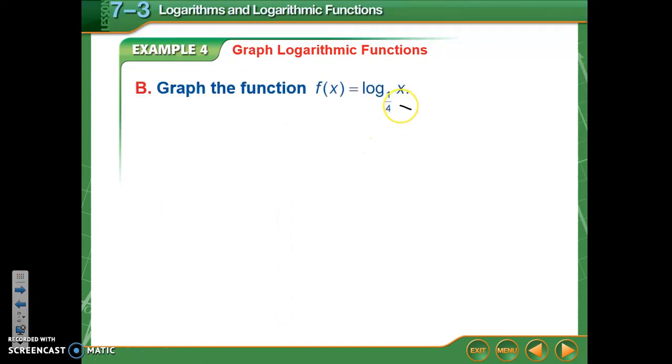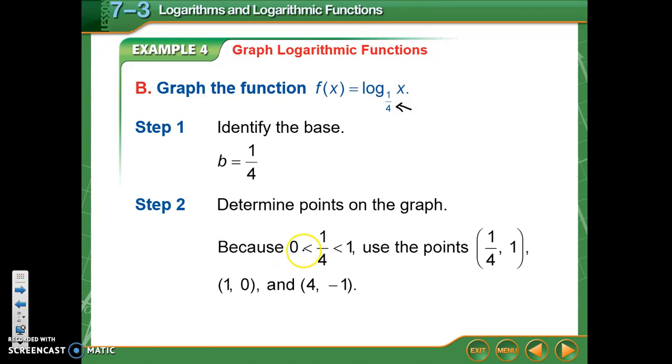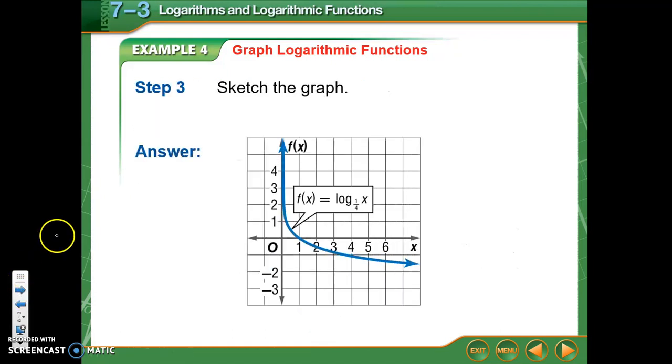Okay, now we're going to do one where the base of our logarithm is between 0 and 1. So our base here is 1/4. Just like the last one, we have these points: (1/4, 1), that's (b, 1), then (1, 0), and then (1/b, -1). This is 1 over 1/4. 1 divided by 1/4 is 4. That's where they got that 4. And then we sketch our graph. So you can see here I have the point (1, 0), I have the point (4, -1), and I have the point (1/4, 1). And our graph looks like this.